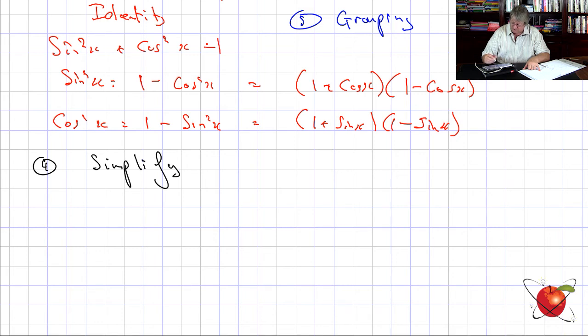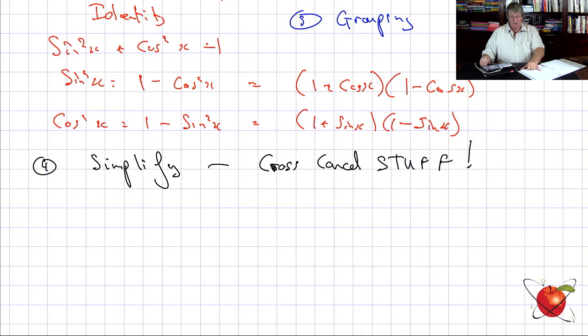Simplify. In other words, everyone's favorite: cross, cancel, stuff. Yay. It's what we all want to do, isn't it? Because that makes it simpler, doesn't it? That's what this is about. Okay, we've got that. Now there is one more little trick that we're going to have in here.